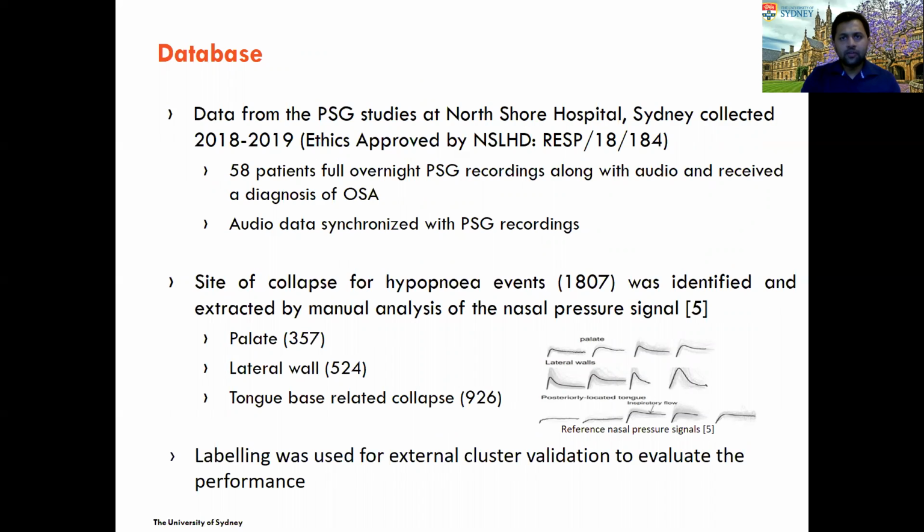The probable site of airway collapse was determined by an indirect process, by manual analysis of the shape of the airflow signal during hypopnea using the reference pattern shown in the figure. Using the airflow reference pattern, 3 sites of collapse, lateral wall, palate, and tongue-based, were determined based on the flattening or scooping of the airflow contour. This labeling was used for external cluster validation to evaluate the performance.